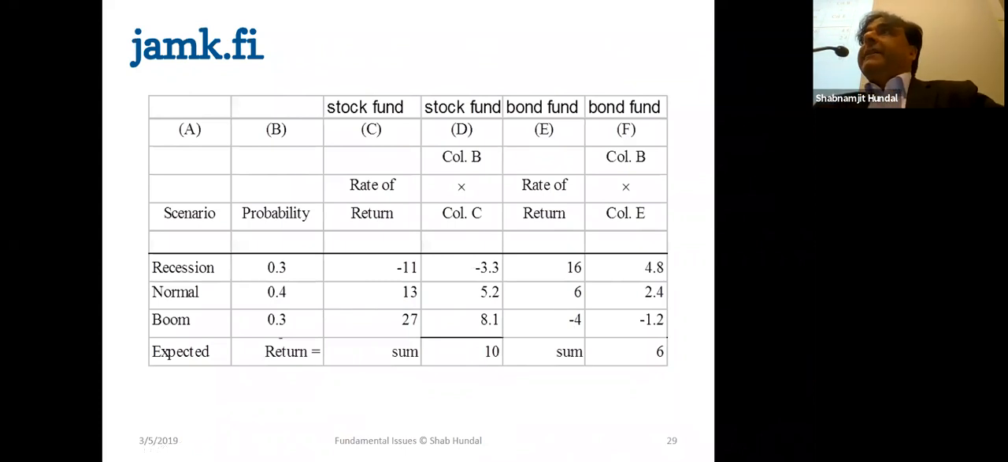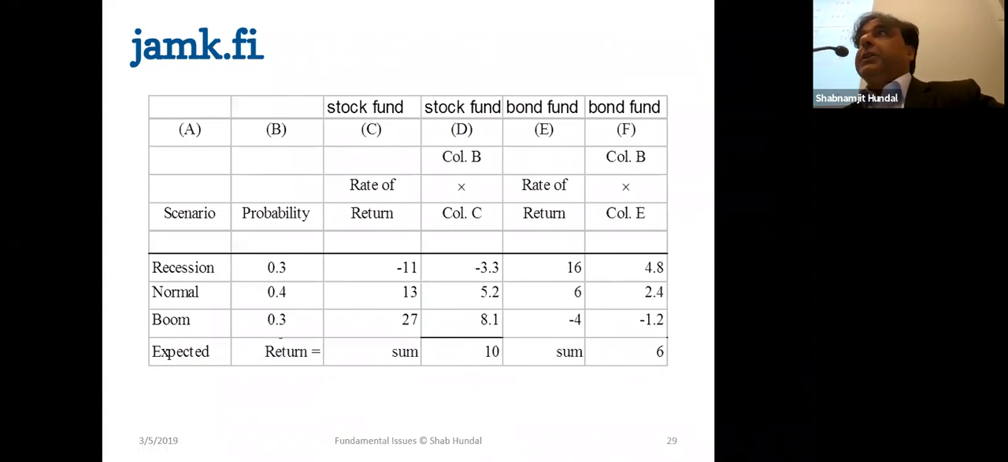These numbers are slightly exaggerated, but I didn't choose them randomly. These numbers, minus 11 in recession, plus 16 in recession, 27, minus 4, are clearly indicating an idea, some sense. I want you to observe column C and column E, considering recession, normal, and boom. What type of idea do you make out? Can you make out some thoughts?